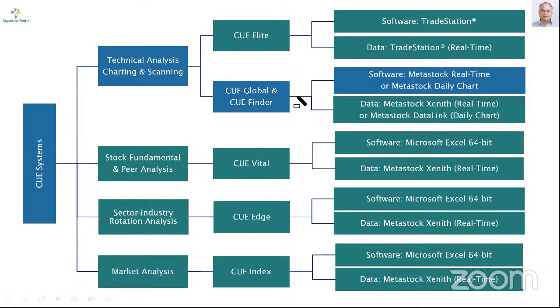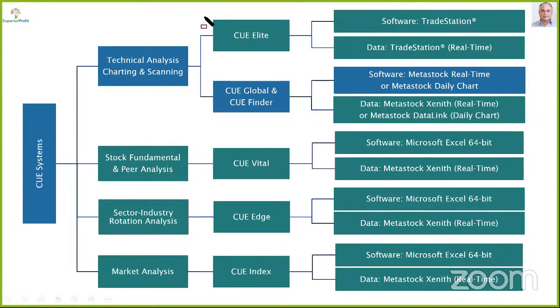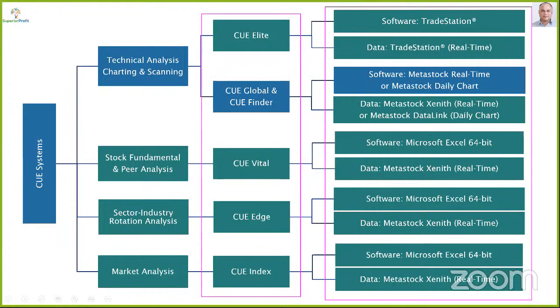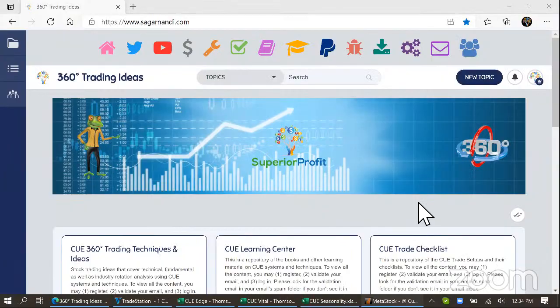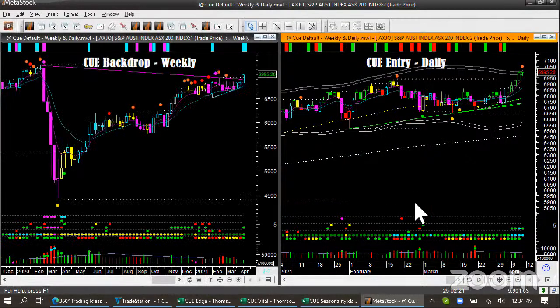These are the Q systems I use in my live trading. These are the same systems I'll be using today. They run on underlying platforms of TradeStation and MetaStock. That was the last slide. Let's continue with the live system. We'll start by looking at the global markets. For the global markets analysis, I use the Q Global running on MetaStock.